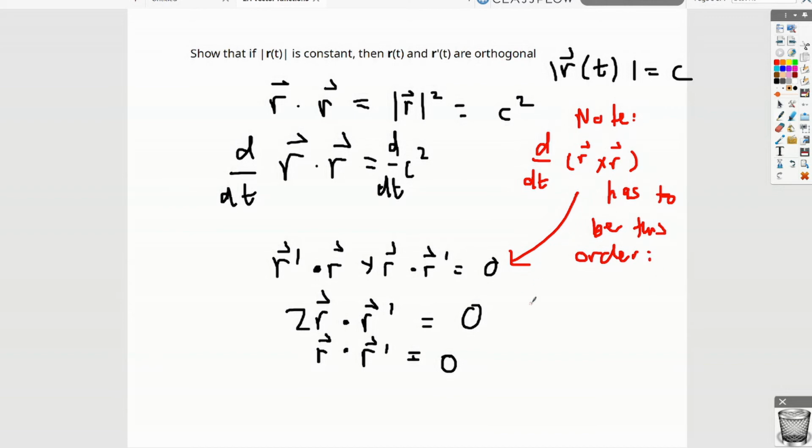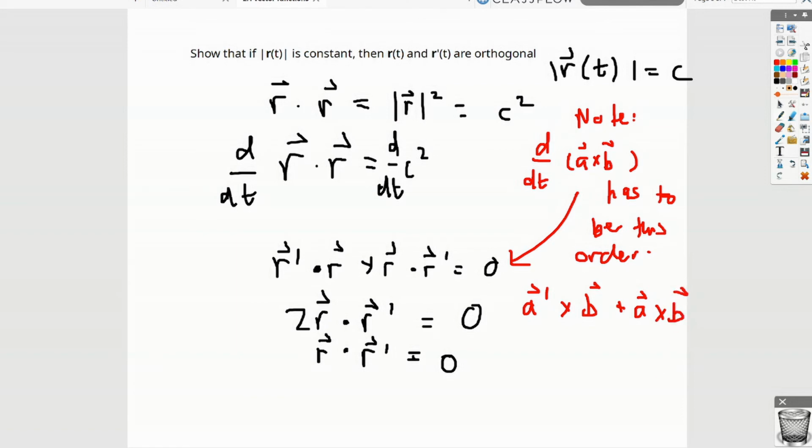Has to be this order. This is equal to, no, I'm sorry. Well, actually, I'm just going to say a and b prime, because r and r prime is really kind of ambiguous. So a and b. So a cross b, the derivative is a prime cross b plus a cross b prime.